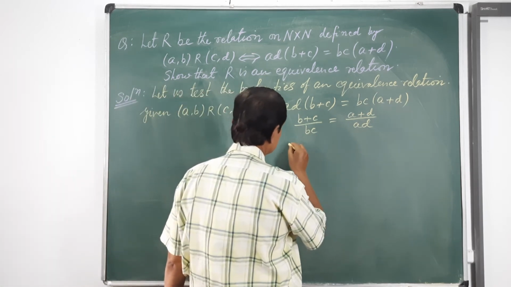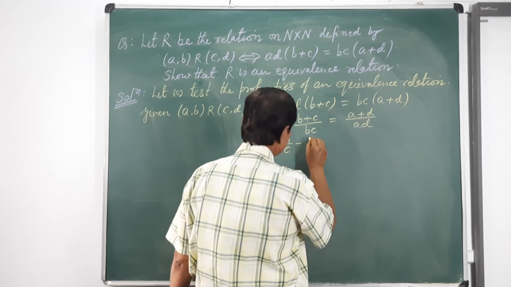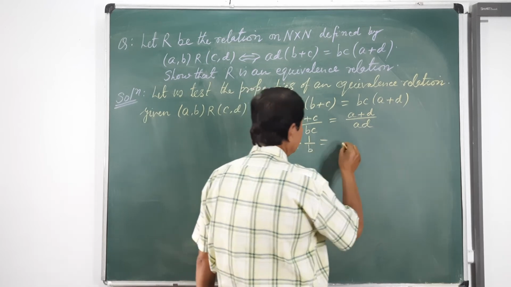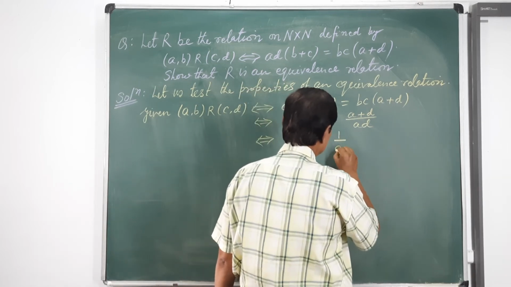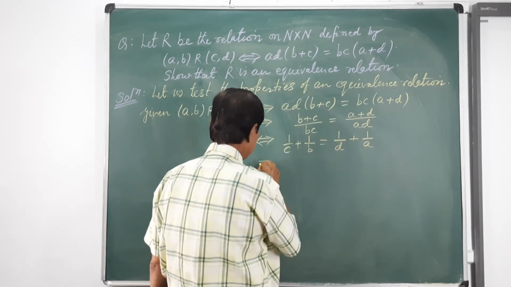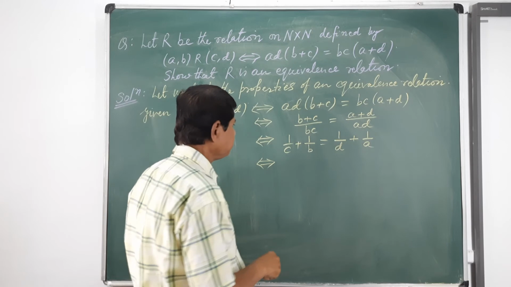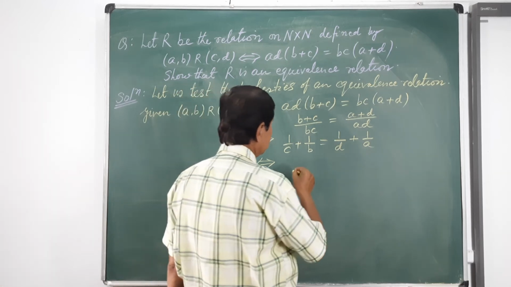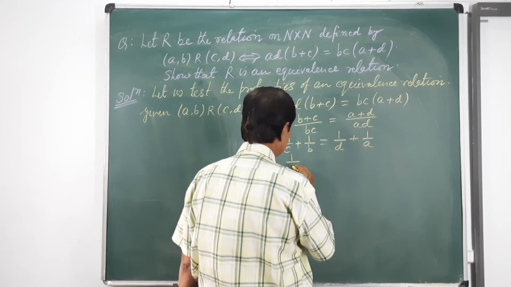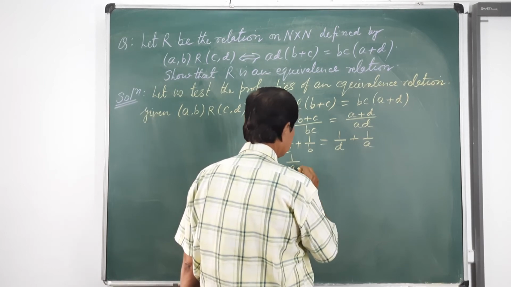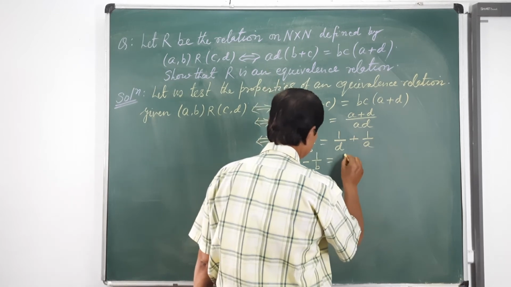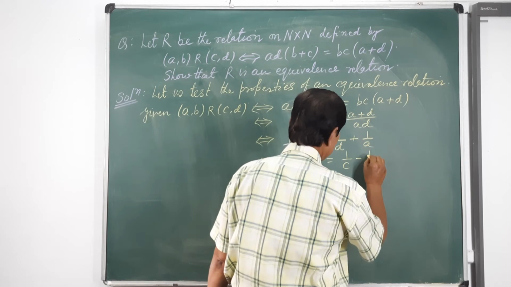if you divide it, this is 1 by C minus 1 by B plus 1 by B equal to 1 by D plus 1 by A. This implies and is implied by 1 by B minus 1 by A, or write it this way: 1 by A, transpose it to that side, 1 by B equal to 1 by C minus 1 by D.